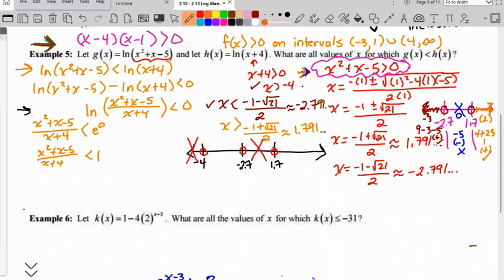Now, the reason they know that they can do that, and the reason that's okay in the example they did in the typed completed notes, is because they know this domain restriction that we already know, that x has to be greater than negative 4. And if x is greater than negative 4, then this denominator is never negative. So since this denominator is always positive, it is okay to multiply both sides by a positive, and we know that it won't change the answer. That's the only reason they can do that.